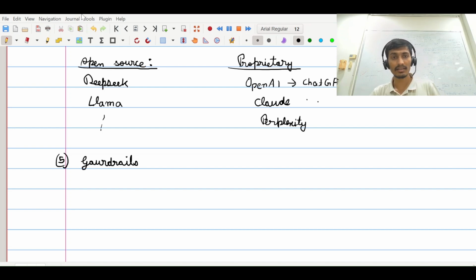Guardrails are placed in LLMs to constrain their behavior.